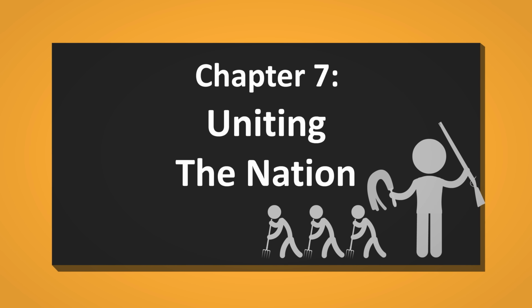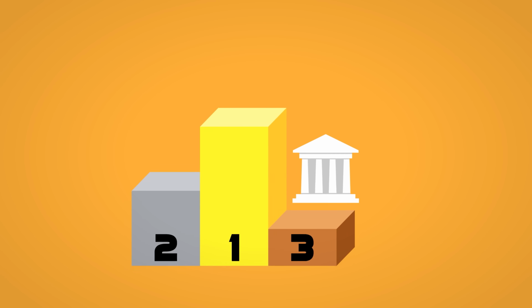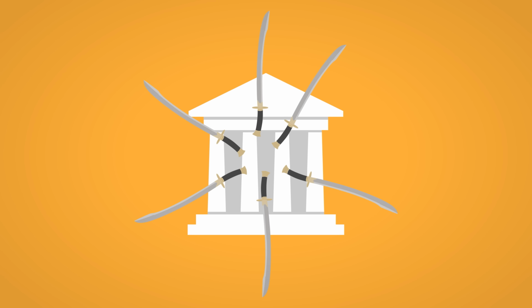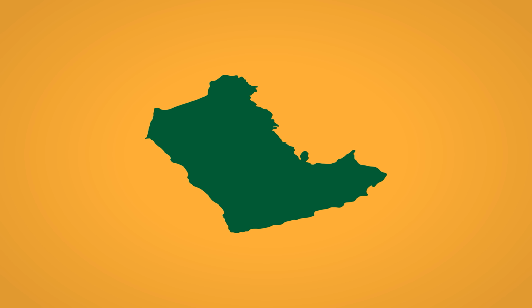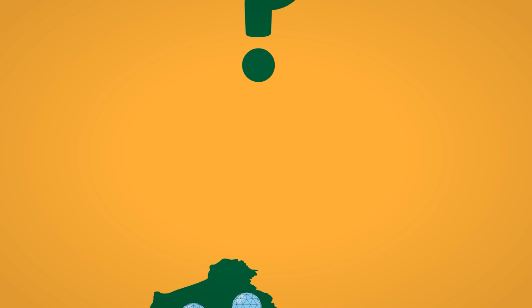Chapter 7. Uniting the Nation. The Kingdom of Hejaz and Najd was the third Saudi state, and they had just gone to war with almost all of their neighbors, while at the same time, countries like the UK and France wanted to colonize or vassalize the Arabian Peninsula. So why was the Kingdom of Hejaz and Najd even allowed to exist by them?